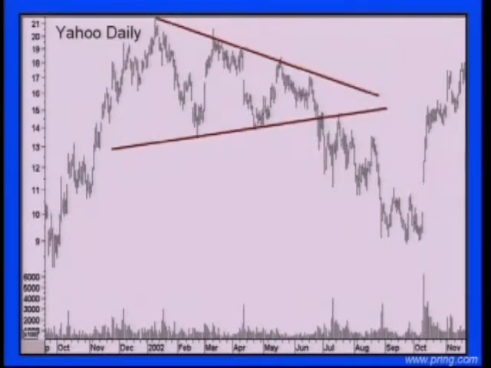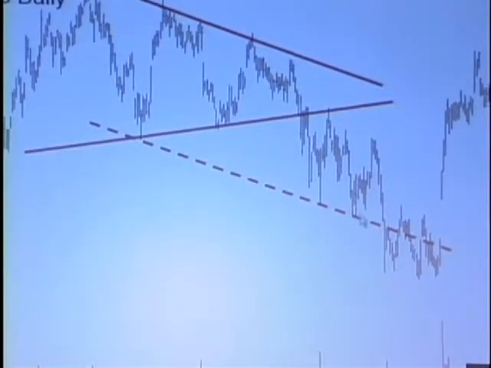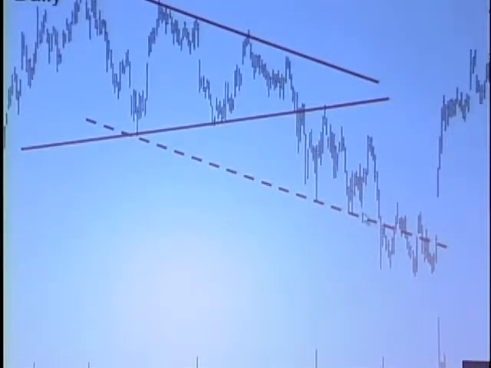Now looking at measuring implications, here's Yahoo. And what we do is we just draw another line in here and we just move that down parallel with the lower part of the pattern there. And you can see that was our measuring objective, and the price touched this on a couple of different occasions.